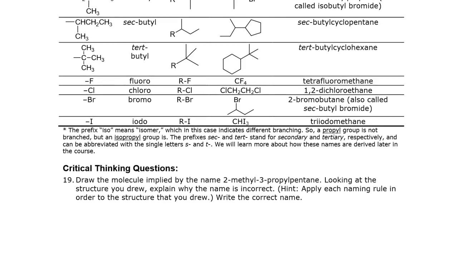Number 19, let's try it. Draw the molecule implied by the name 2-methyl-3-propyl pentane. So let's just do that part first. So pause the video and draw that molecule that name implies. Pause now. All right, so I'll walk you through this one too.